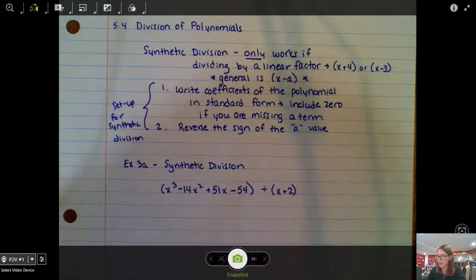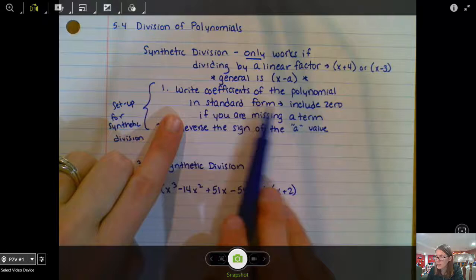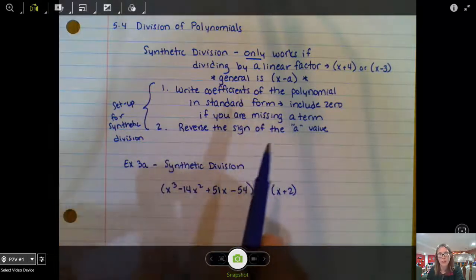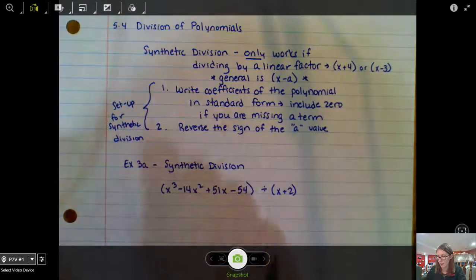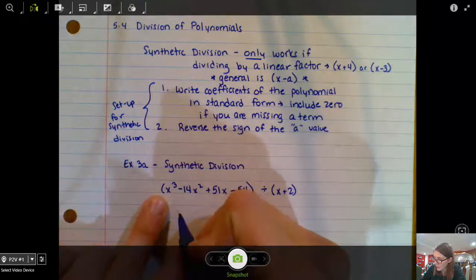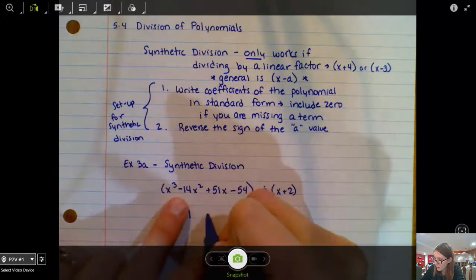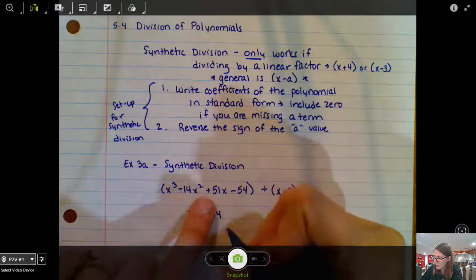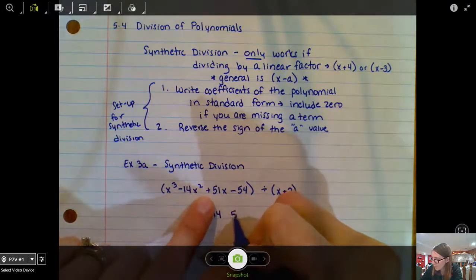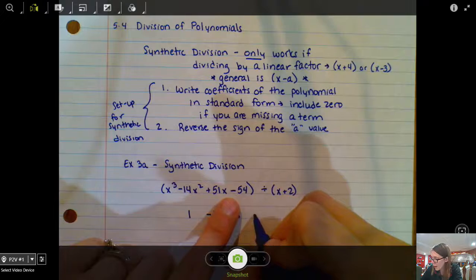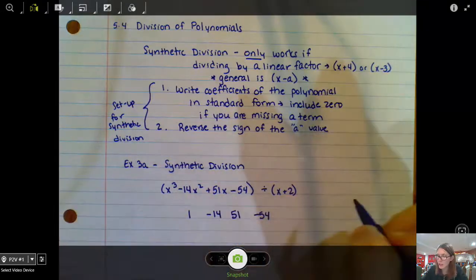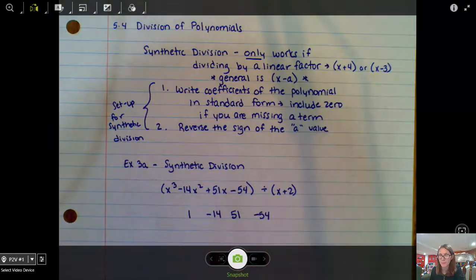To follow our steps here, we have to write our coefficients of the polynomial in standard form. Just the coefficients, nothing else. For our coefficients, we have 1, negative 14, positive 51, negative 54. No, we're not missing any terms along the way.